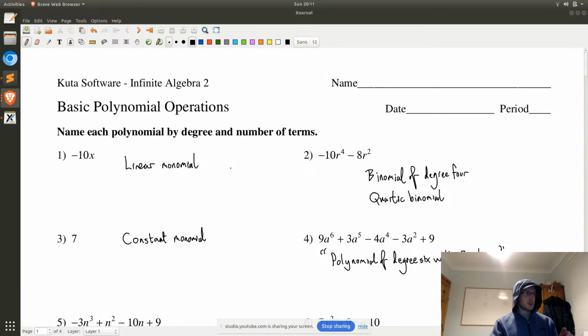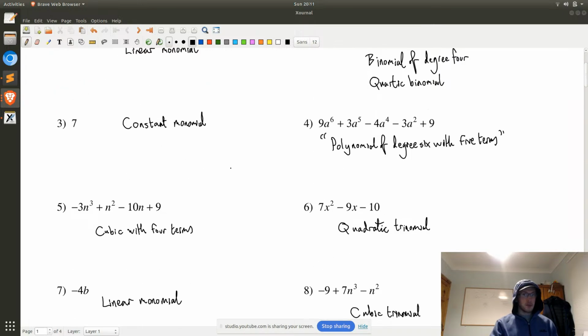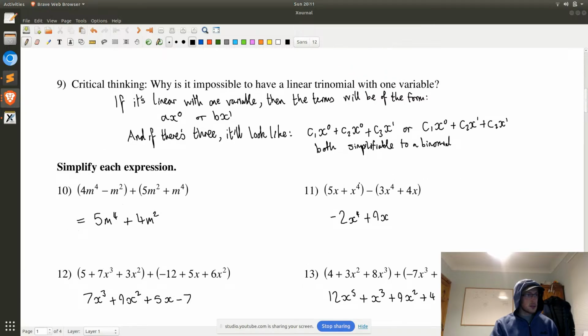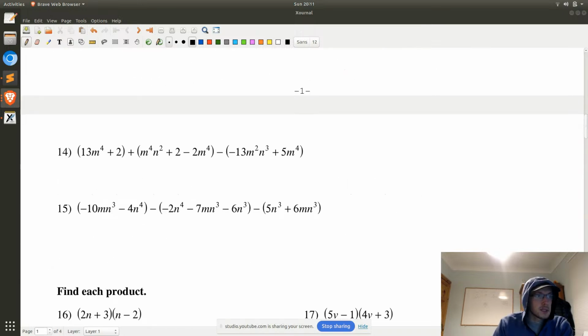Okay, full agreement: constant monomial, 6th-degree polynomial with 5 terms, equivalent name, cubic polynomial with 4 terms. Yep, completely equivalent. My argument was more thorough, better, actually, than their answer. That's true. That's true. And that's true. Okay, first page, completely correct. Next.